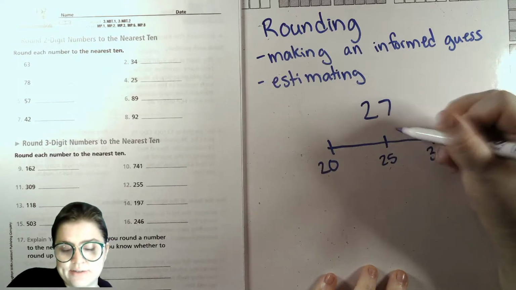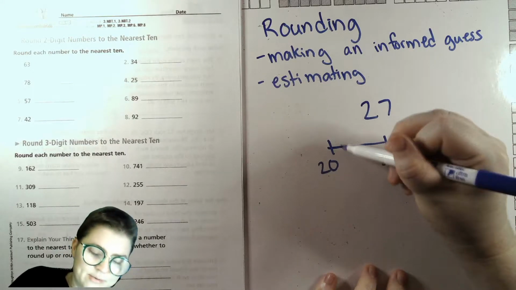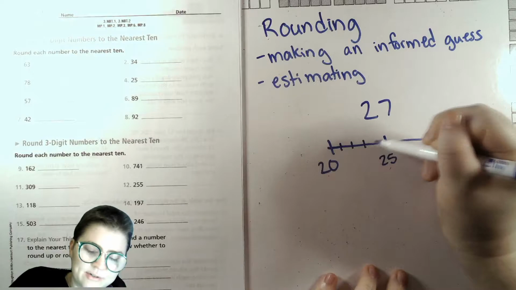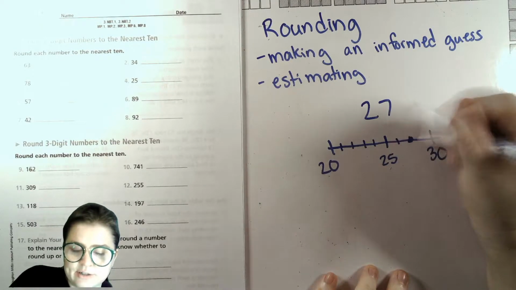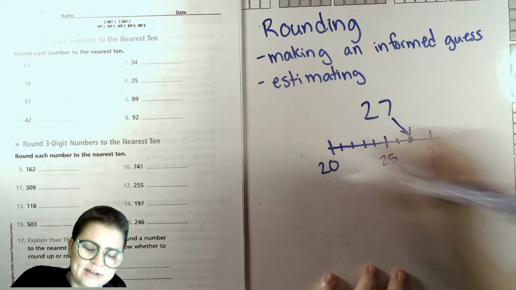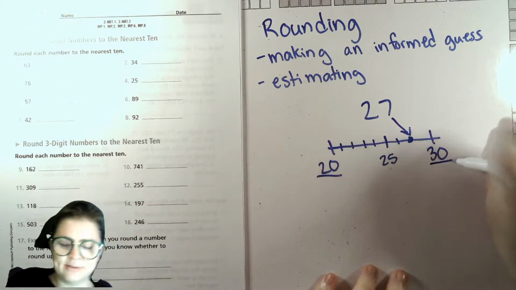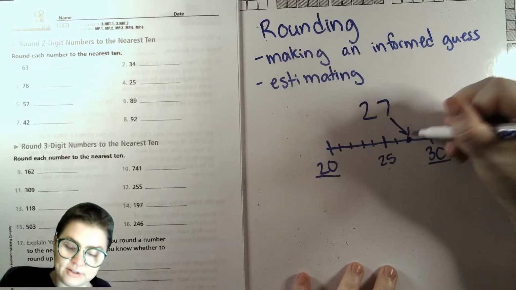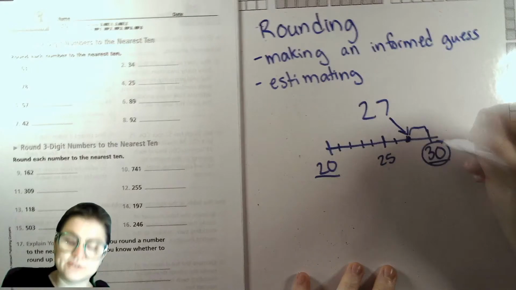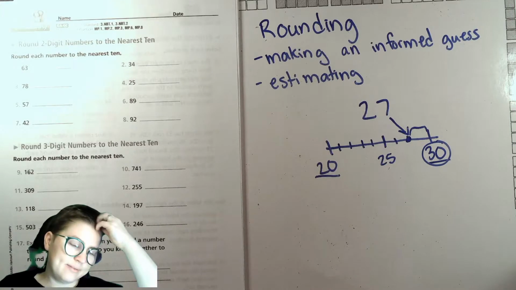So 27: 21, 22, 23, 24, 25, 26, 27. 27's right here. Boom. So then the choice between 20 and 30, if we're asking which one it's closer to, is very clear. It is closer to, or nearer to, 30, right?